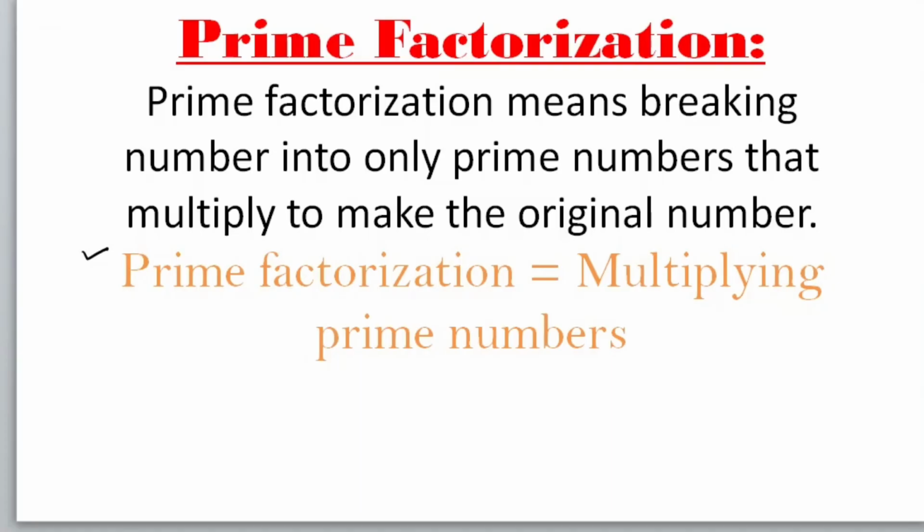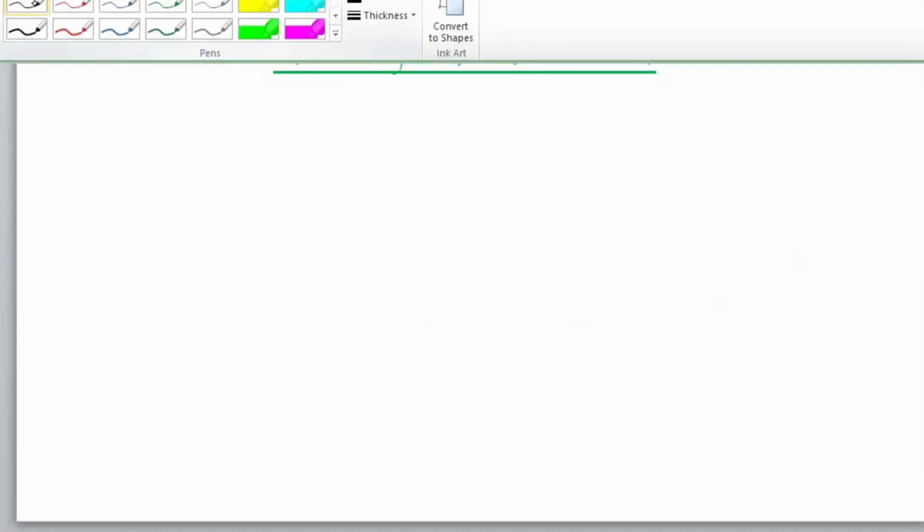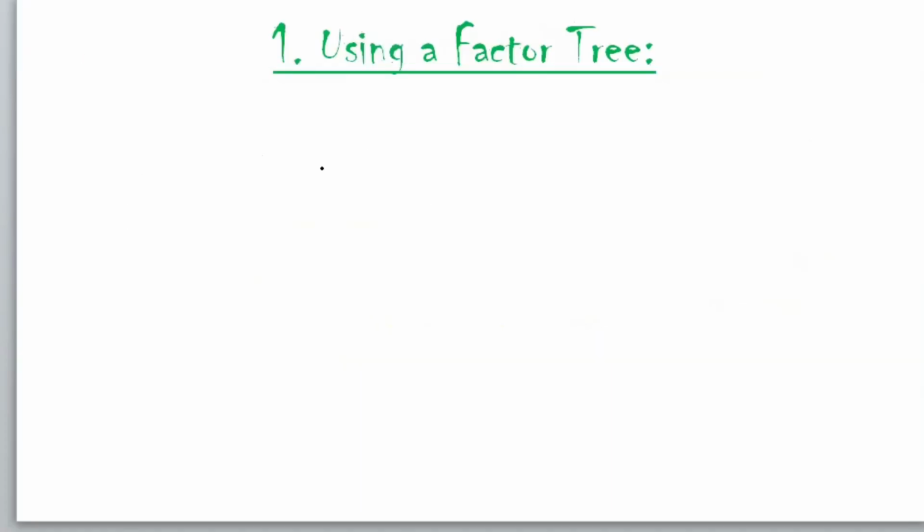I will tell you two methods of finding the prime factorization. So let's check the first method. What is the first method? The first method to find the prime factorization is by using a factor tree. So now we will see what a factor tree is and how we can find the prime factorization by using a factor tree.